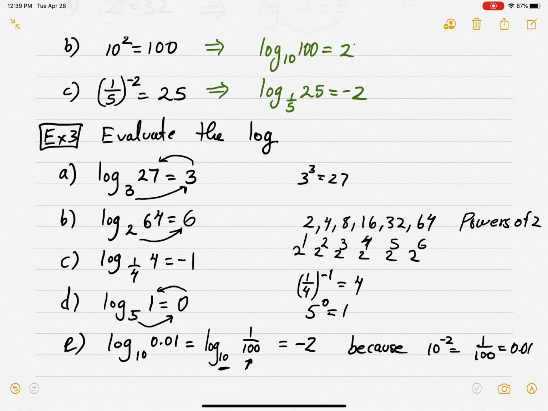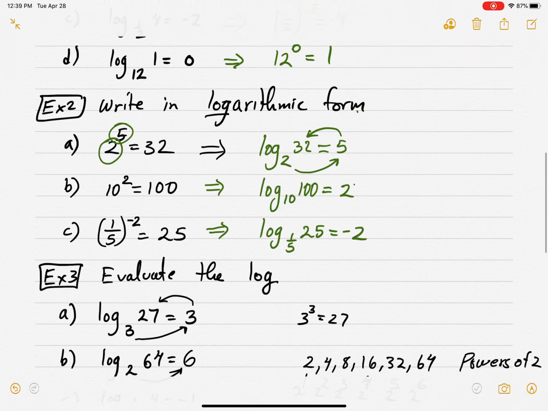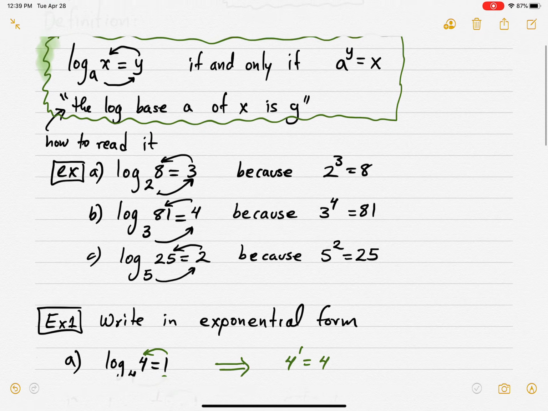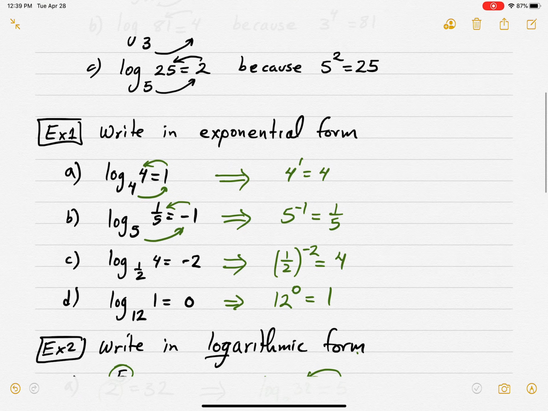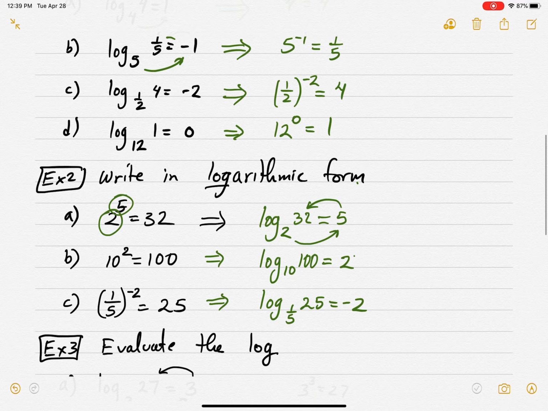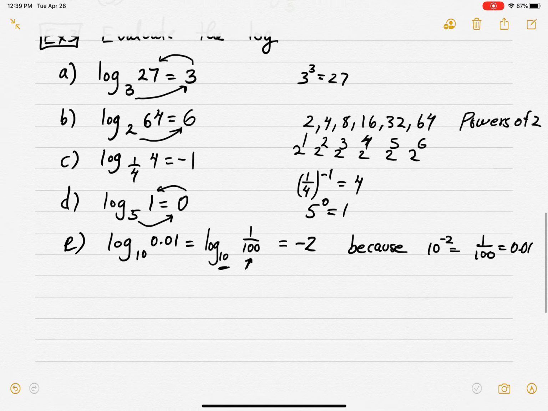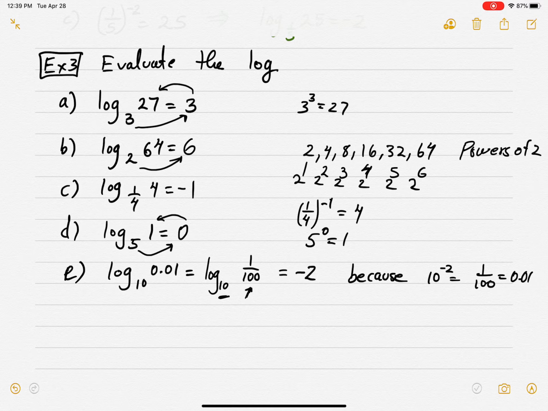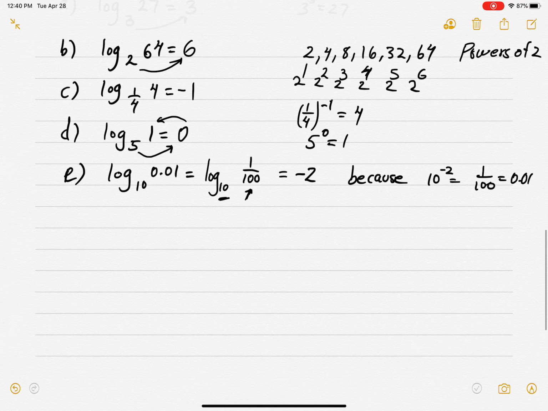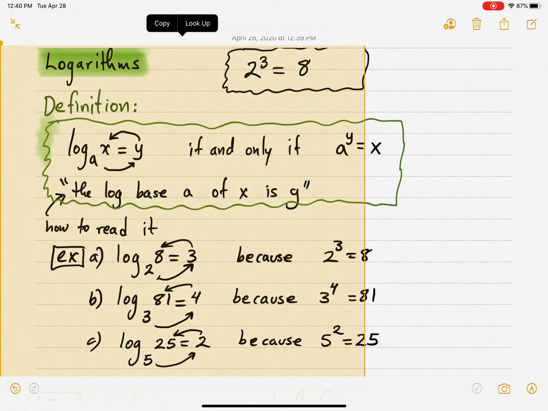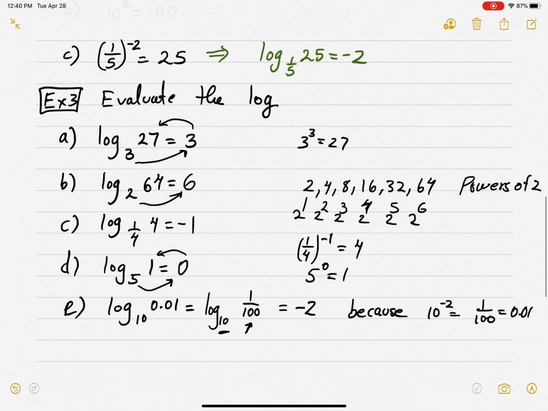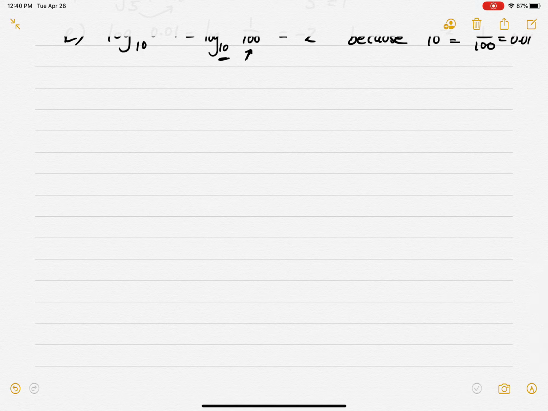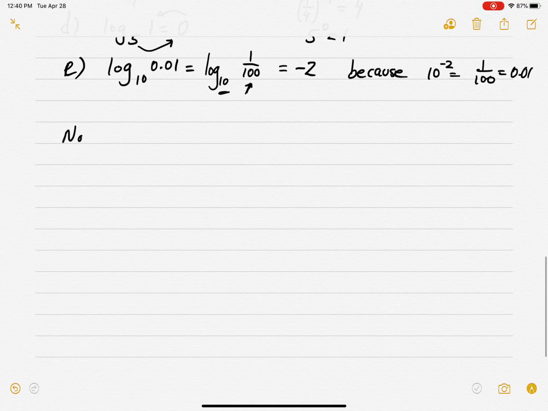Okay, so now that you understand what the definition of a log is, how to write between exponential and log forms, and how to evaluate logs, we're going to move into what we call basic special logs. We have 2 special logs in mathematics, but before that, I'd like to introduce you guys to what we call the natural base.